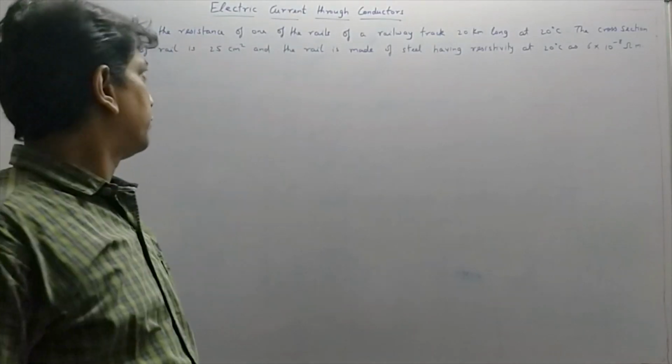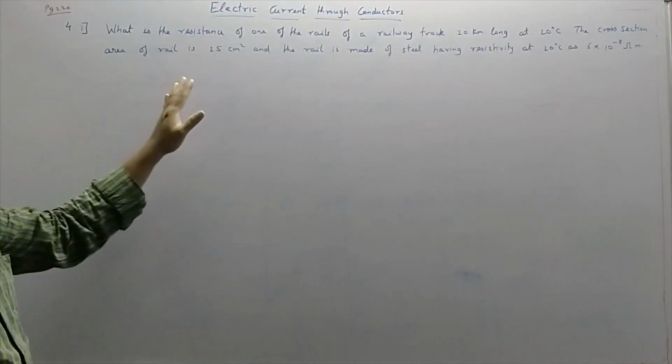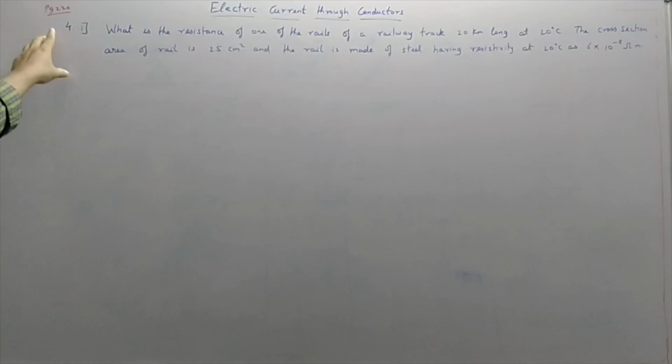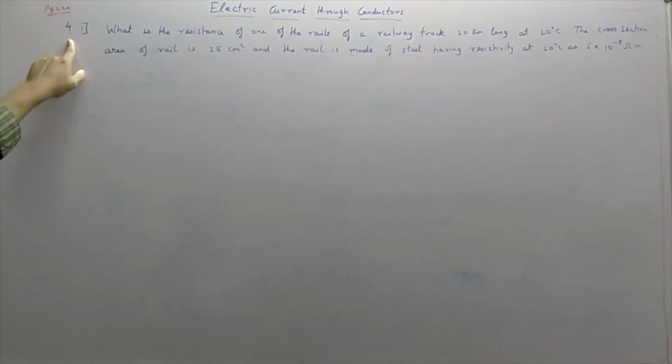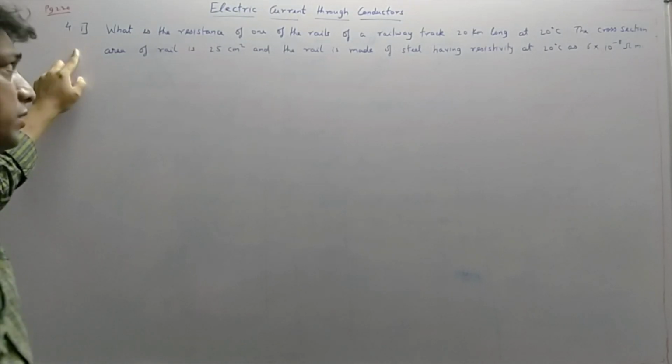Hello students, now we are doing numericals of electric current through conductors. We are on page number 220, sum number 4. First sum we are having there.